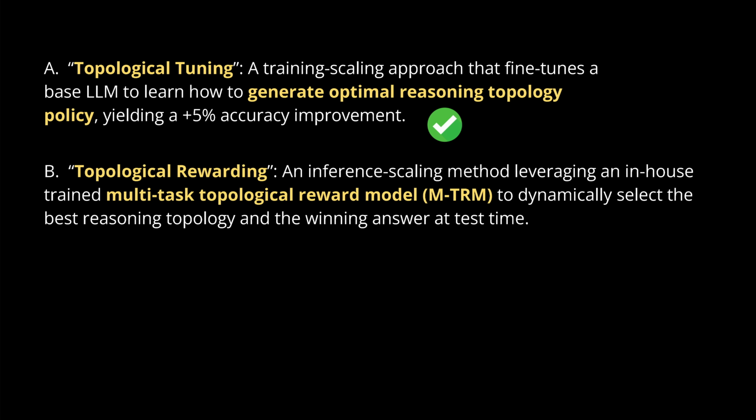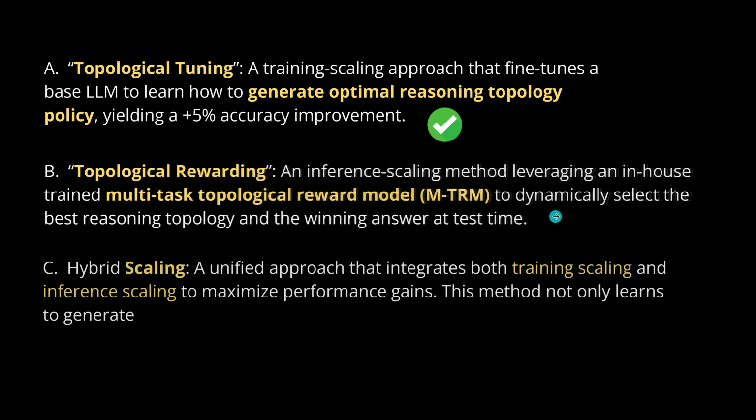And then CMU had another idea. They said, you know, if we have a topological tuning, let's do a topological reward system. And you might say, yes, yes, yes, this is it. So we have now an, careful, inference scaling method. So a test time compute scaling method, leveraging a multitask topological reward model. Surprise, surprise, it will be the same as the one before, to dynamically select the best reasoning topology and the winning answer at test time. So inference time compute. You remember the difference between the two models is just a different head. More about this in a second.